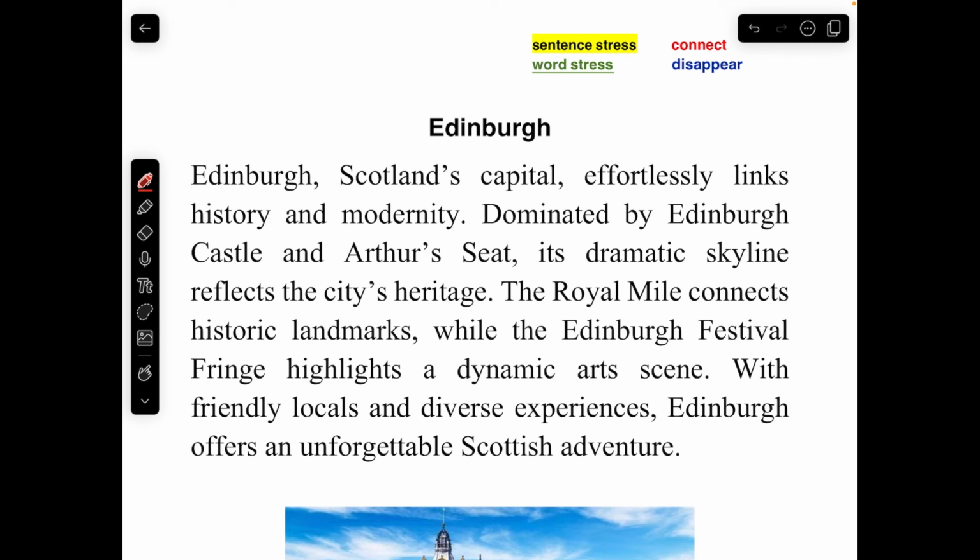Edinburgh, Scotland's capital, effortlessly links history and modernity. Dominated by Edinburgh Castle and Arthur's Seat, its dramatic skyline reflects the city's heritage. The Royal Mile connects historic landmarks, while the Edinburgh Festival Fringe highlights a dynamic art scene. With friendly locals and diverse experiences, Edinburgh offers an unforgettable Scottish adventure.